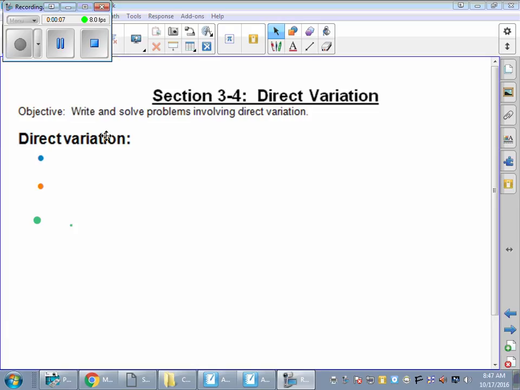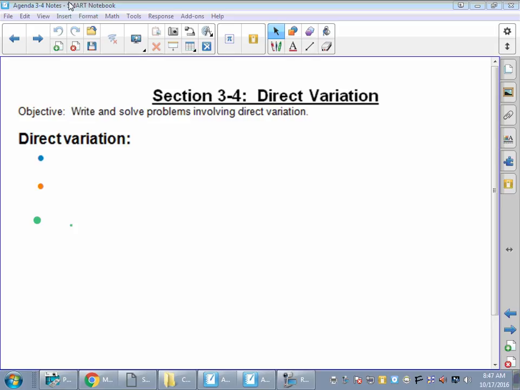You're going to find that this feels an awful lot like slope, section 3-3, rate of change and slope. Notice our objective: we are going to write and solve problems involving direct variation. We'll do a little bit of graphing, but not a ton. So let's say a few things about direct variation.